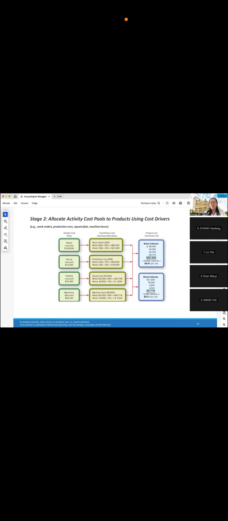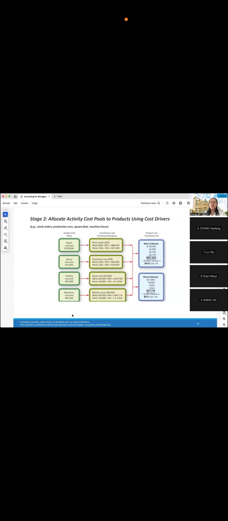Okay, something like that could be given to you where I tell you that there are 4 different cost pools involved in this particular job. The first, we would have the repair cost pool where I allocated $108,000. Second cost pool would be the setting up cost pool, which is allocated $72,000. Third cost pool would be heating, that is $24,360. And final cost pool would be machinery, which is $45,240.